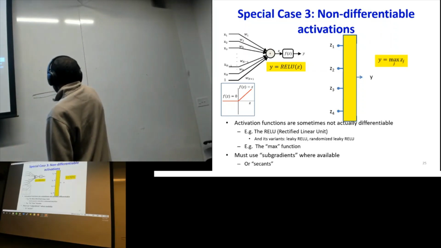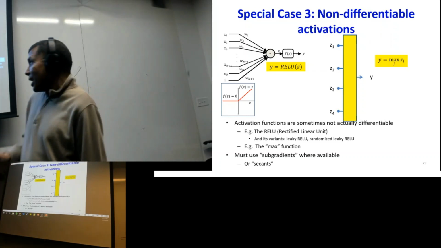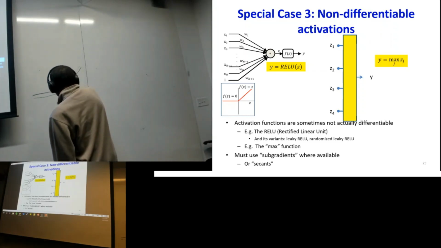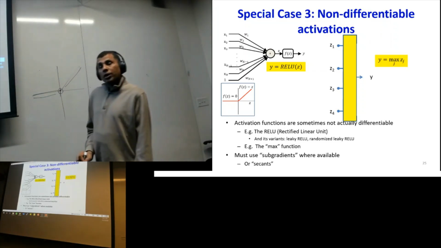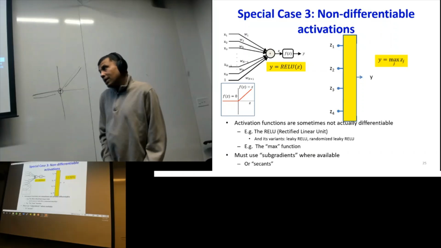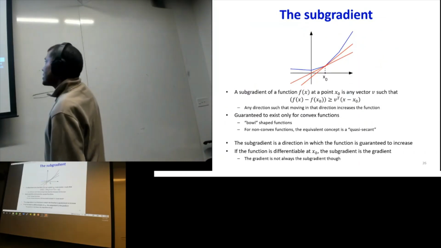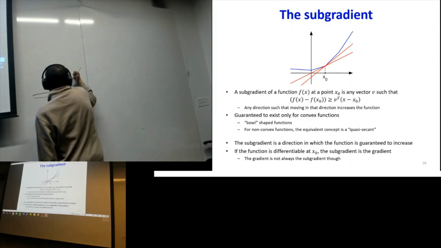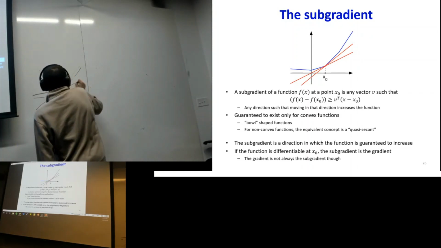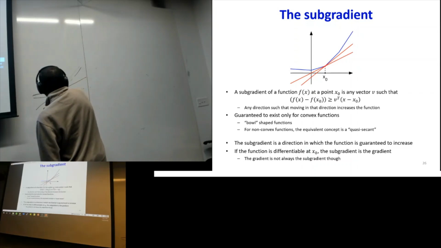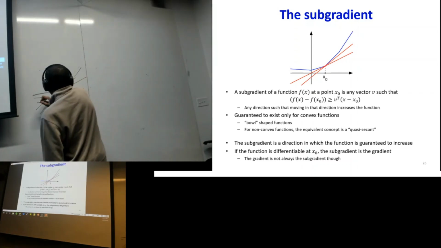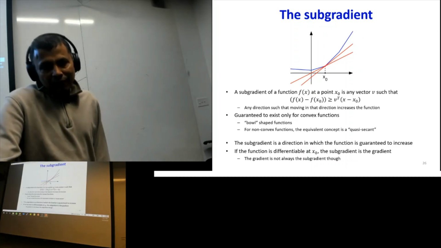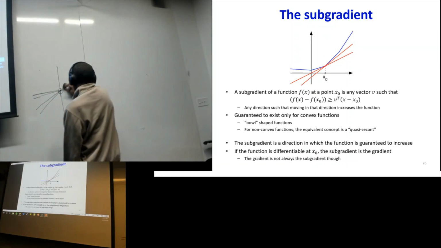There are other such activations as well, for example the max, or even the leaky ReLU, where you're going to have hinges of this kind. In such cases, when you're computing a derivative at exactly this point, you're not going to be able to find a derivative. Instead, we will use something called a subgradient. A subgradient of a function at a point is basically the slope of a line or the gradient of a hyperplane, which you can draw such that the entire function lies above it.